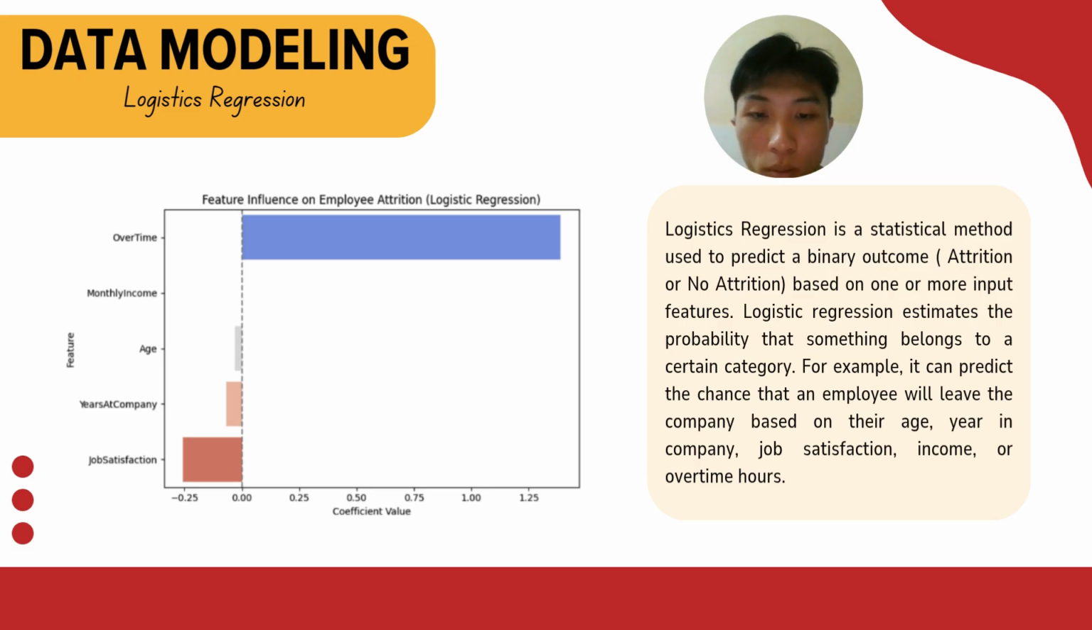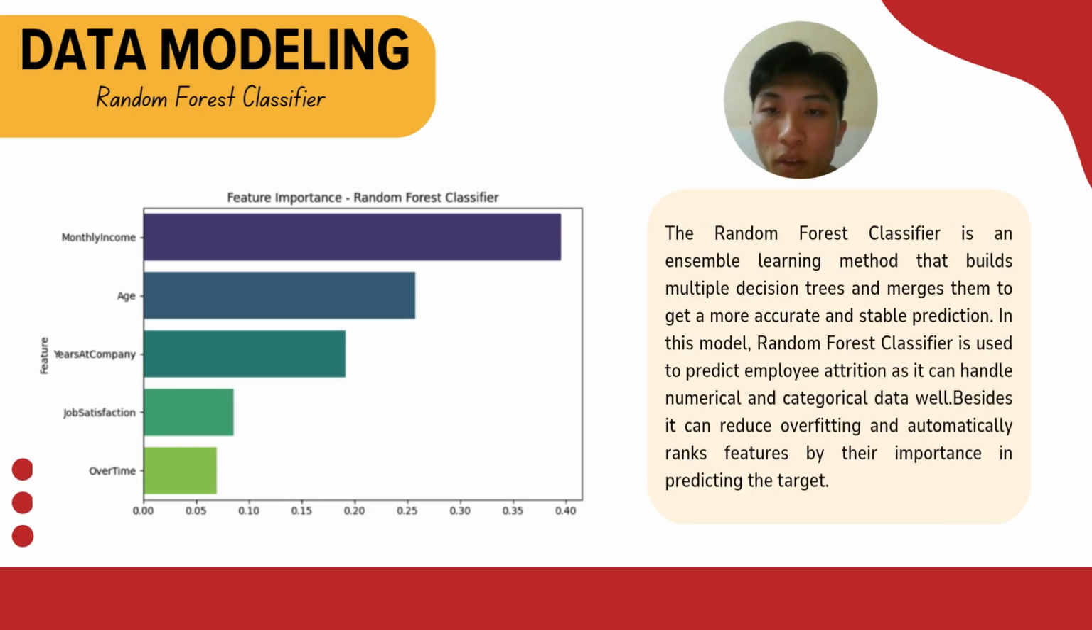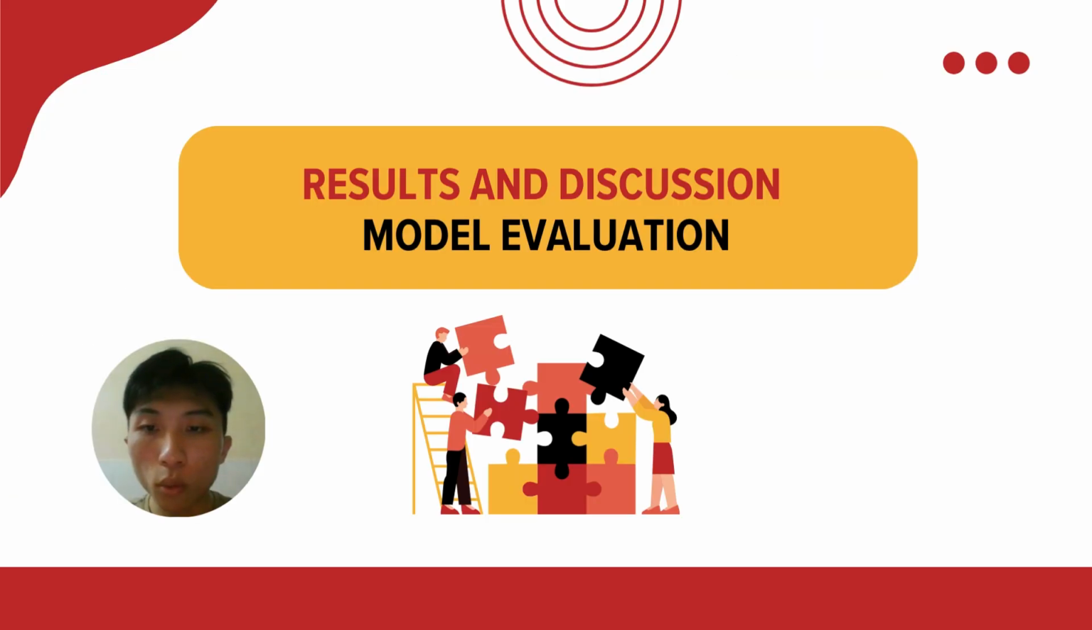Besides that, the second model we use is the random forest classifier. In the result of the random forest classifier, monthly income becomes the highest impact on employee attrition, followed by age, the years at the company, the job satisfaction, and the least impact is overtime. So now we will be moving on to the model evaluation for both models.